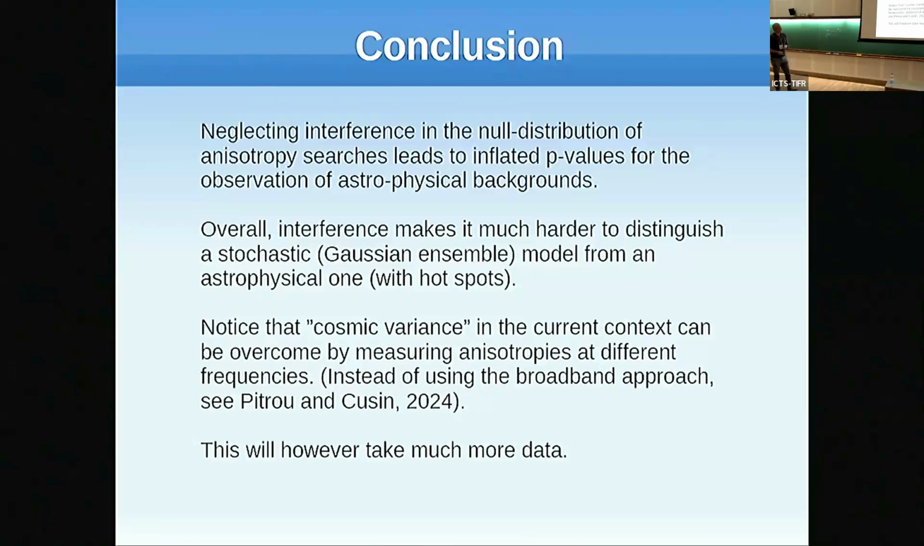However, realistically, this will take much, much more data, because we are not even at a stage to see the anisotropy. I mean, we haven't seen anything, right? We haven't even seen the anisotropy. I mean, if it is really a Gaussian ensemble, we haven't even seen the patches from the Gaussian ensemble, right? In order to see true anisotropy would take much, much more data.